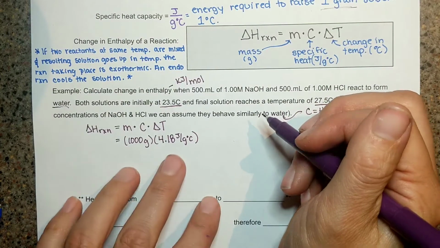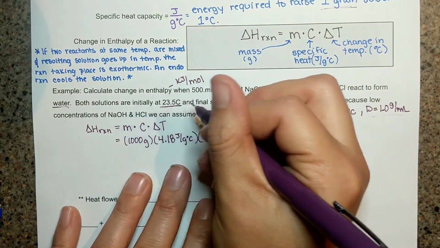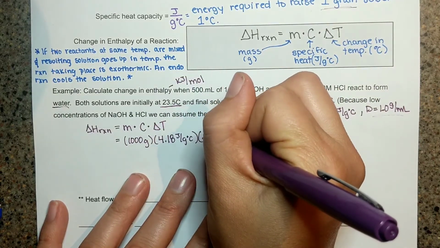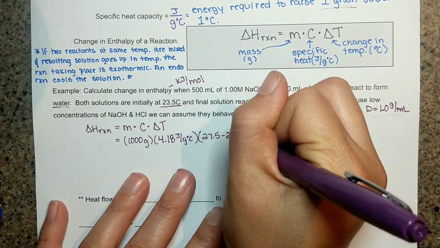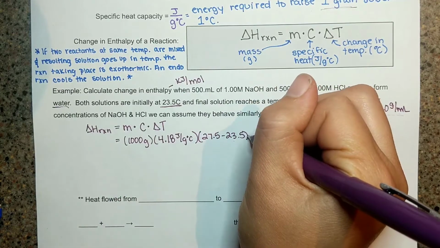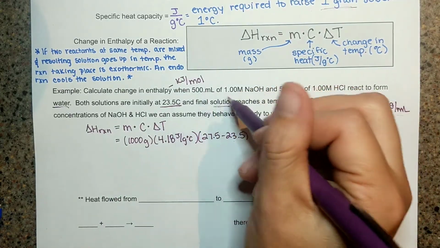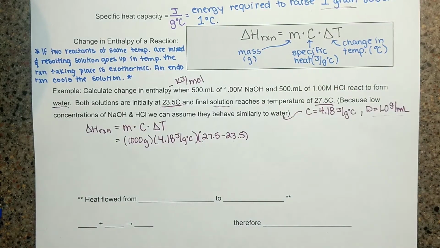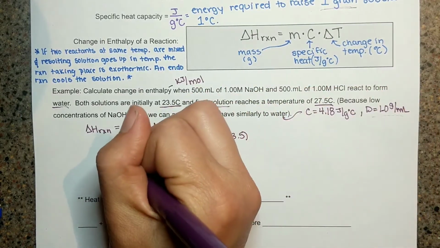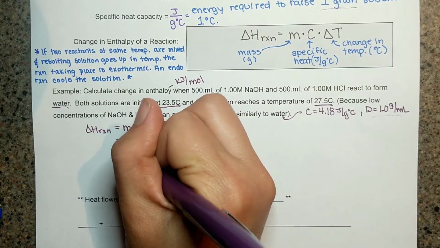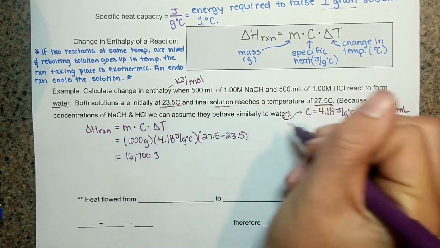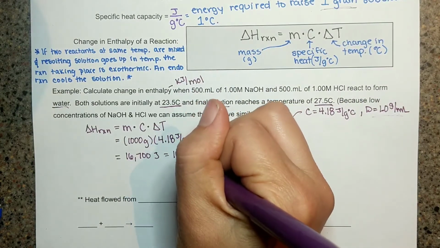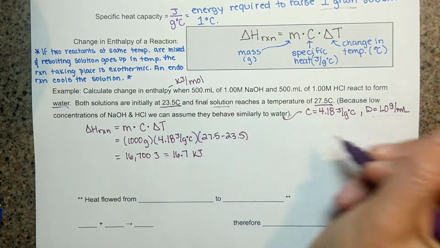And my solutions are going from 23.5 to 27.5, so change in temperature is final minus initial. And this I'm measuring of my solution surrounding my reaction. Okay, so remember I'm measuring my surroundings. When I plug this in, I get 16,700 joules. But looking up, I need kilojoules. So divided by 1,000, I get 16.7 kilojoules.